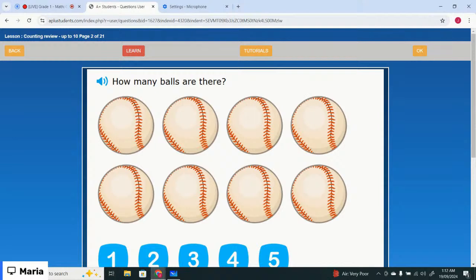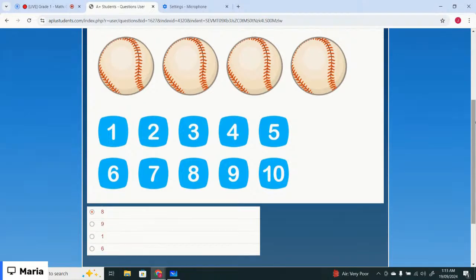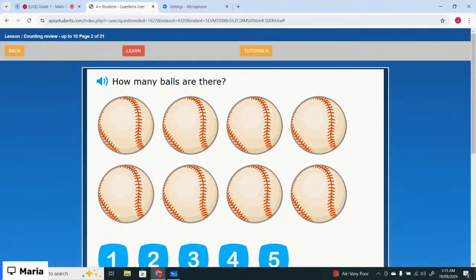How many balls are there? We need to count the balls. So let's just count the balls. We have 1, 2, 3, 4, 5, 6, 7, 8. We have 8 balls. So the correct option is 8. Option number 1 is the correct option, right?